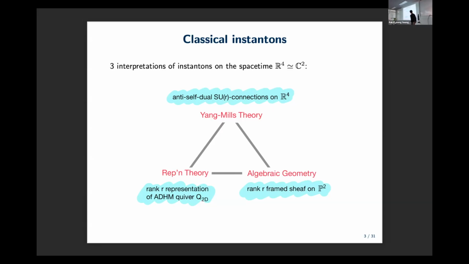But Atiyah, Drinfeld, Hitchin, and Manin classified all the solutions by using representations of a quiver, which I will denote by Q of 2D. And then slightly after, this was given a purely algebro-geometric meaning, in terms of rank R vector bundles on P2. For a technical reason, we call this framed, because we are only interested in the C2 part, and on the boundary of the C2, we frame it by fixing an isomorphism. Okay, so that's the three different interpretations.